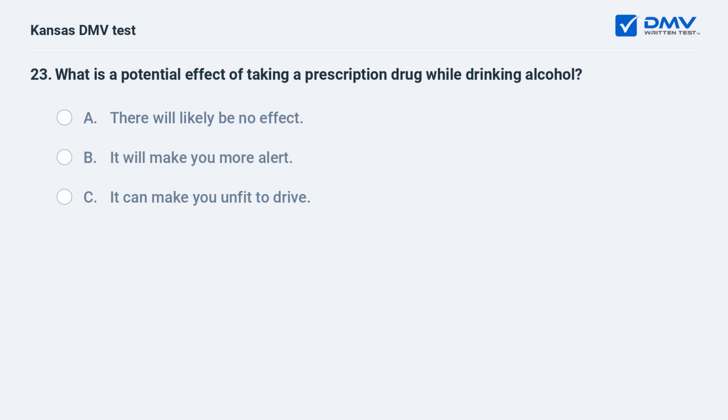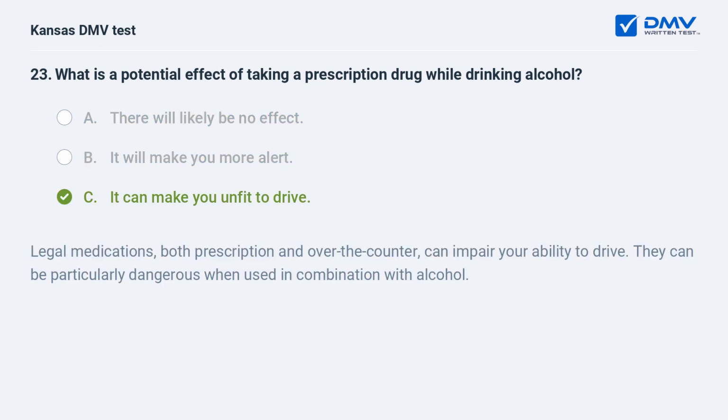What is the potential effect of taking a prescription drug while drinking alcohol? A. There will likely be no effect. B. It will make you more alert. C. It can make you unfit to drive. C. It can make you unfit to drive. Legal medications, both prescription and over-the-counter, can impair your ability to drive. They can be particularly dangerous when used in combination with alcohol.